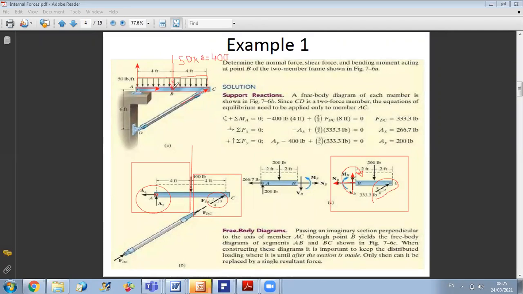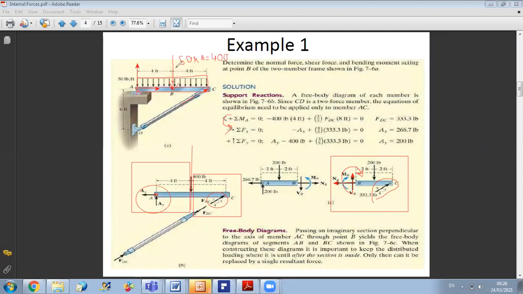Now, since I know I reduced my distributed load to one force, I can now calculate the value of FCD by doing sum of moments about A. When I do sum of moments about A, I will select a positive direction. They selected here the counterclockwise as positive.